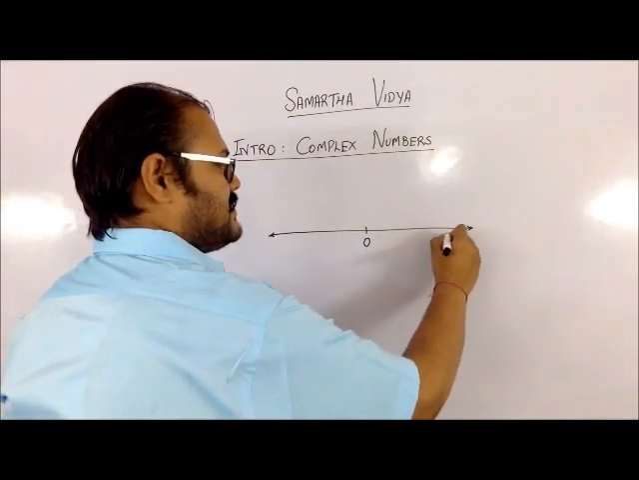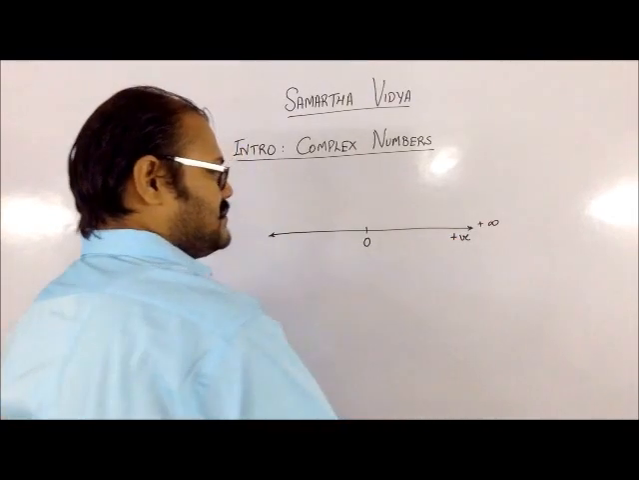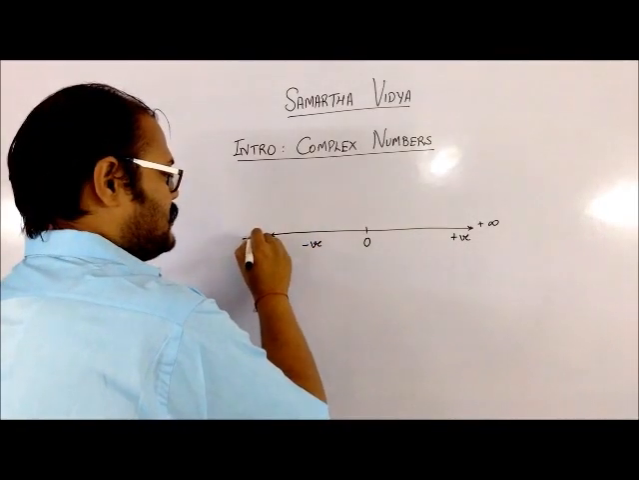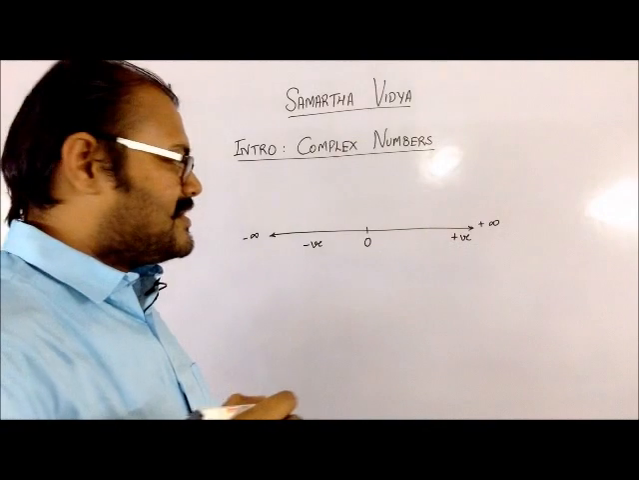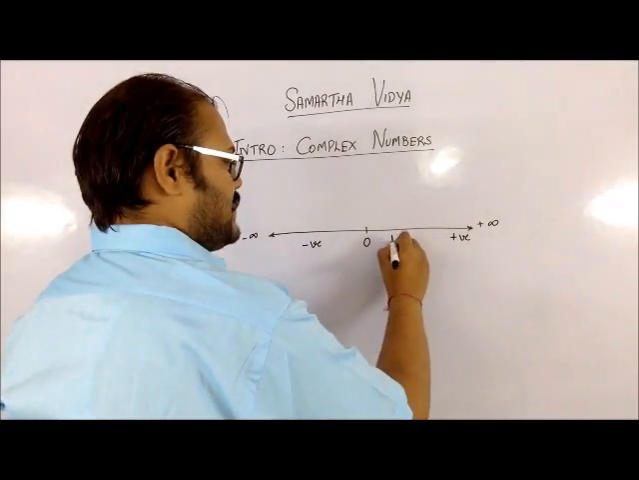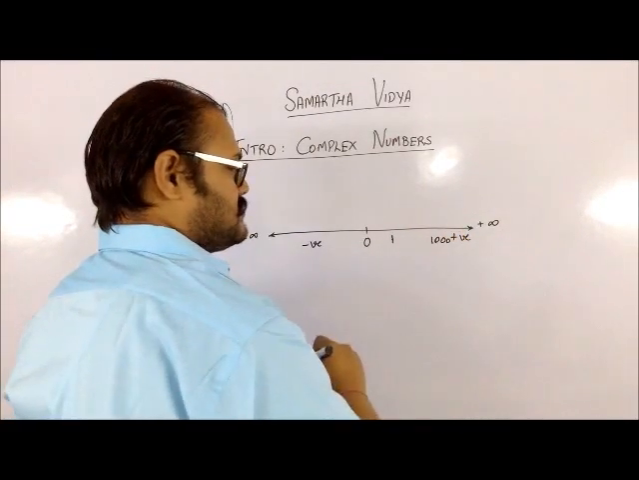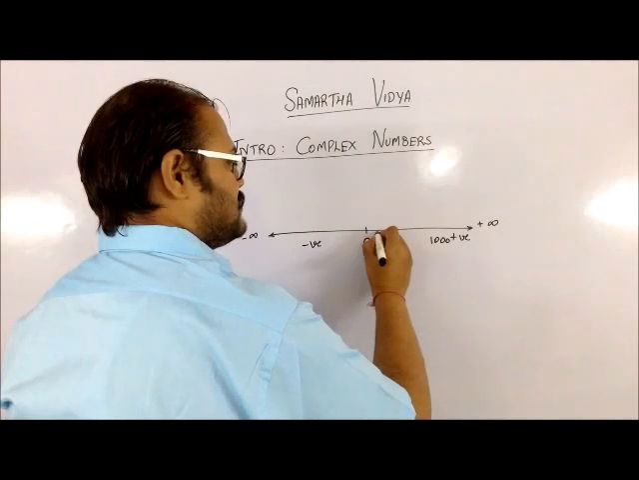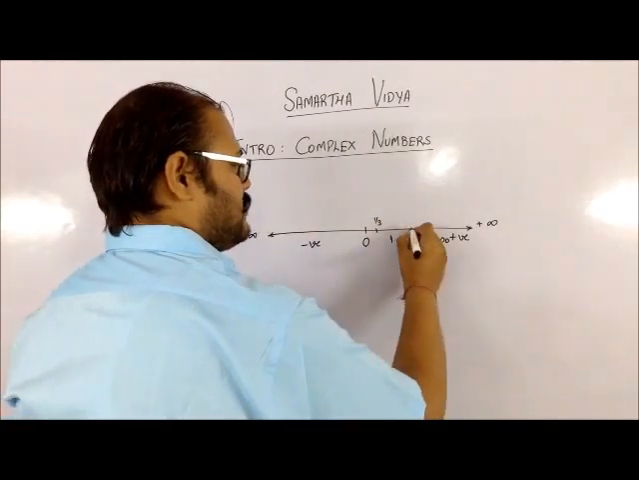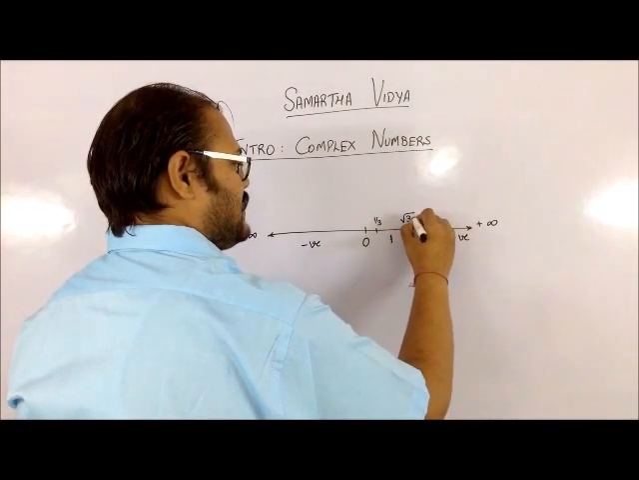On the right hand side we have all the positive numbers going up to positive infinity. On the left hand side we have all the negative numbers going up to minus infinity. So on this number system we can represent all our integers, that is we can represent 1, 1000 and so on. We can also represent fractions, that is 1 by 3 and so on, or we can also represent roots, that is irrational numbers.